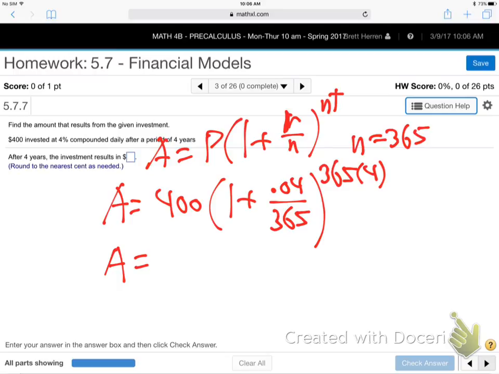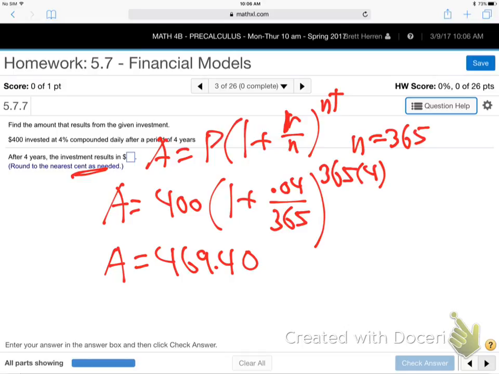Anybody getting it? Tim? 469.4. 0.40, just 0.4 straight? Yeah, they want me to round to the nearest cent, so that'd be 40 cents. Anybody else getting that? So that must be it. $400 invested this way grows to $469.40 after 4 years. Make a whopping $69 in 4 years.